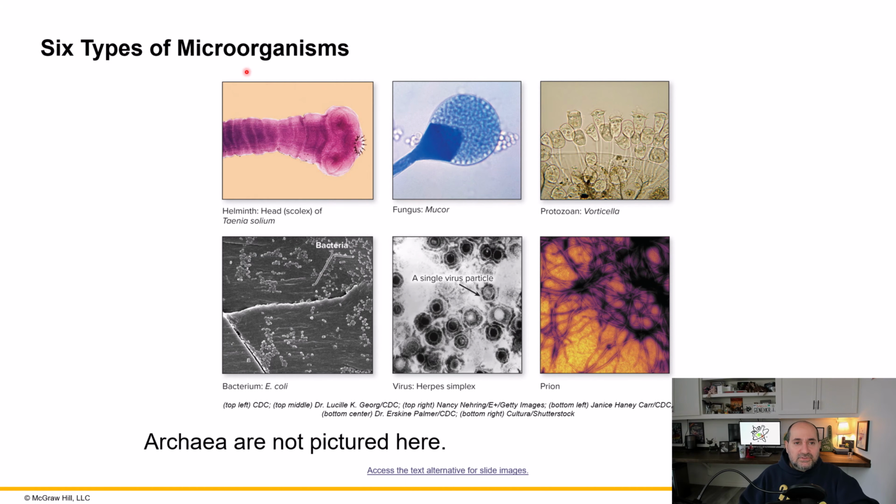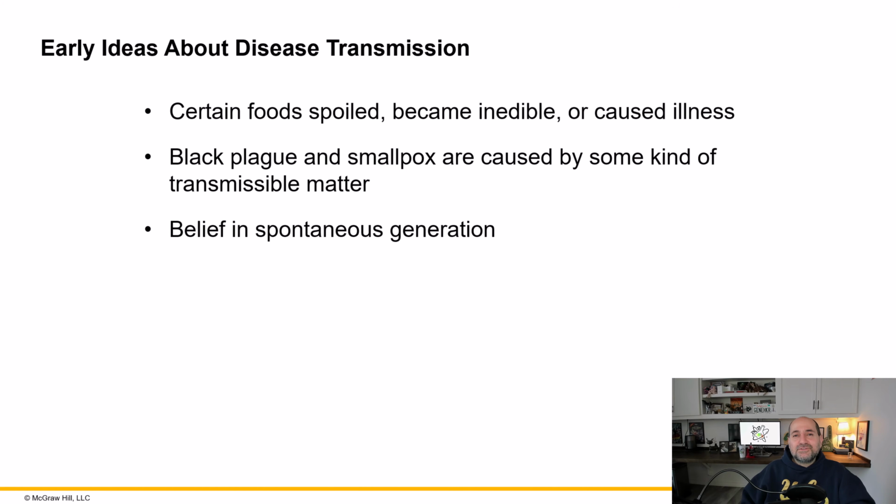Again, your 6 types of microorganisms. You've got worms or helminths, fungi, protozoa, bacterium, viruses, and prions. And remember, technically, viruses and prions are not organisms. These are agents. So now let me give you some backstory, some history to microbiology.